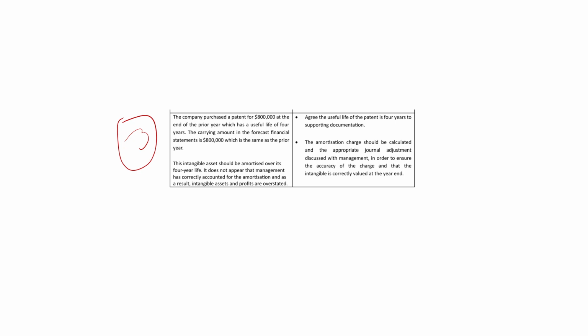In another example, they purchased a patent at the end of the last year, which had a useful life of 4 years. But even in the current year's financial statement, the carrying value is still the same. My concern is regarding amortization. Because it had a useful life, the risk is that they have not amortized this because you can see they haven't done it. And because of that, your assets and profit are overstated. So intangible assets are overstated and amortization expense is understated, which overstates your profit.